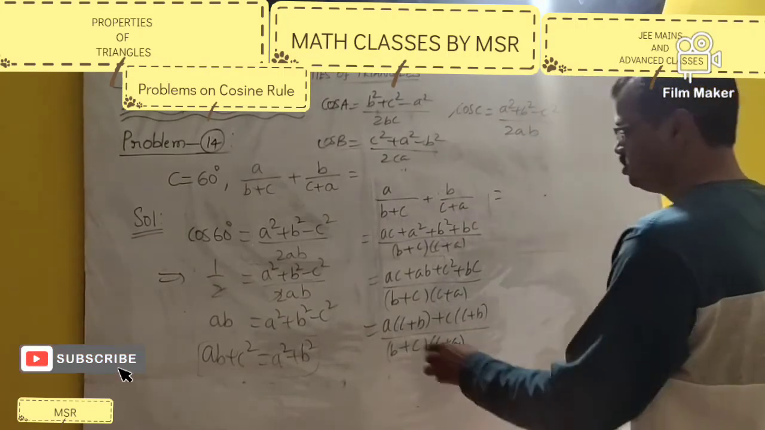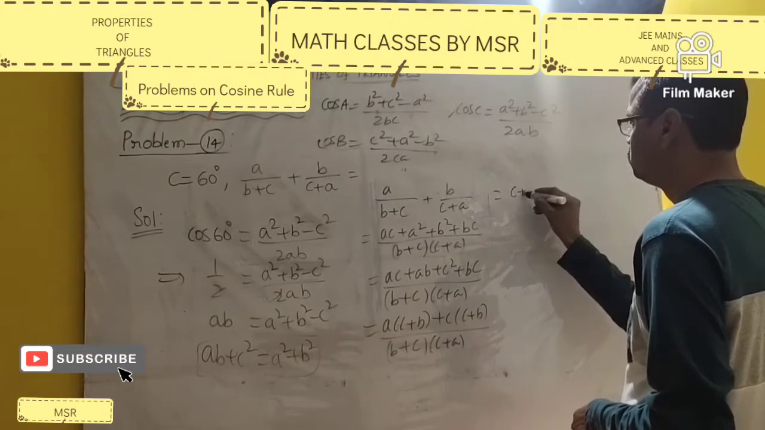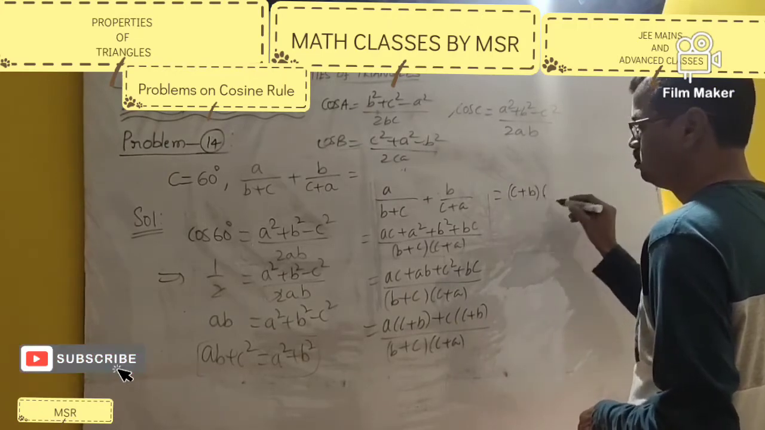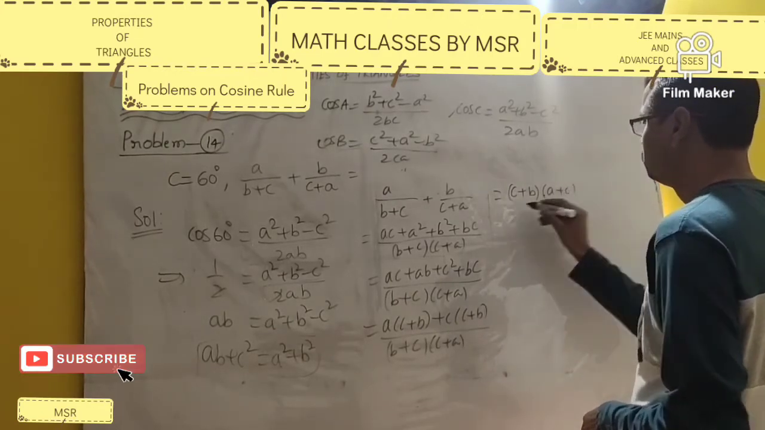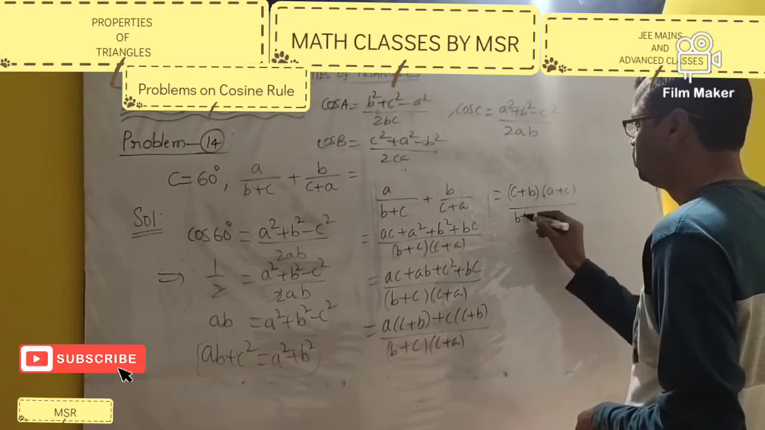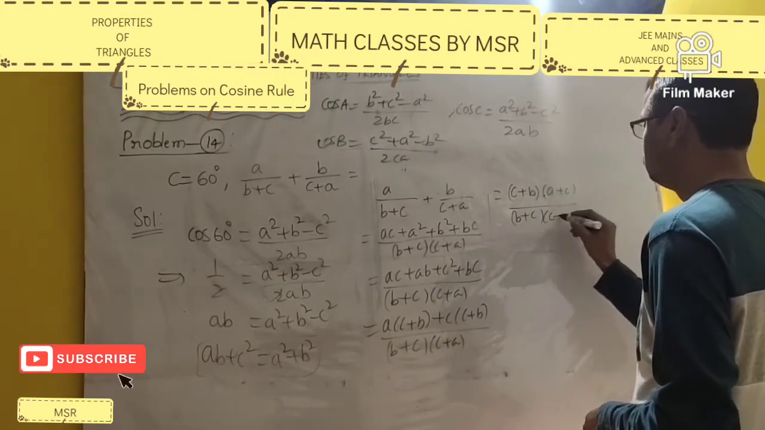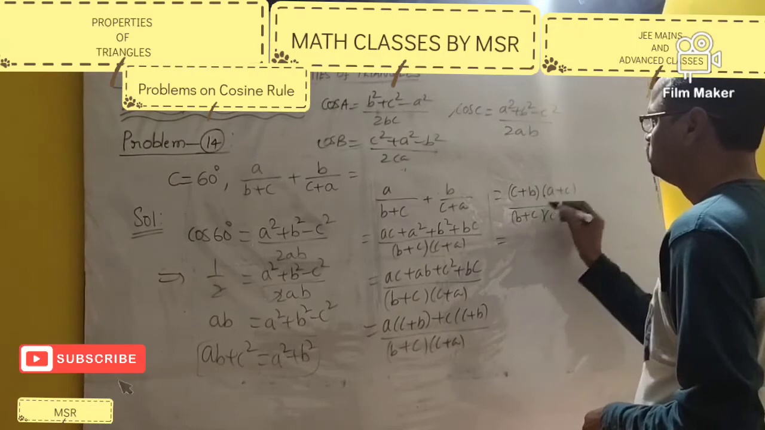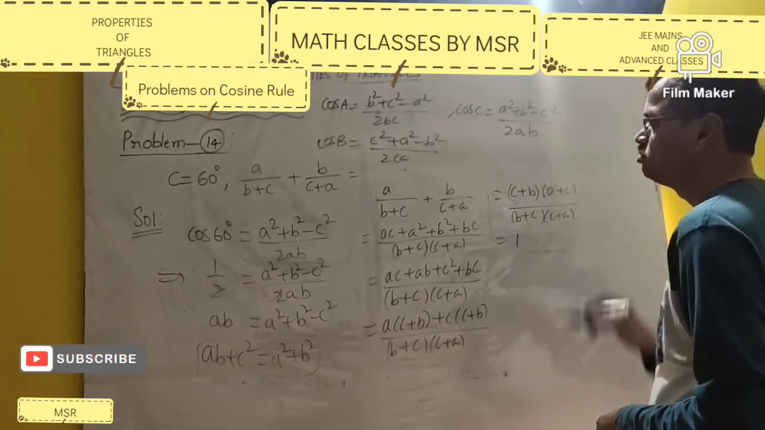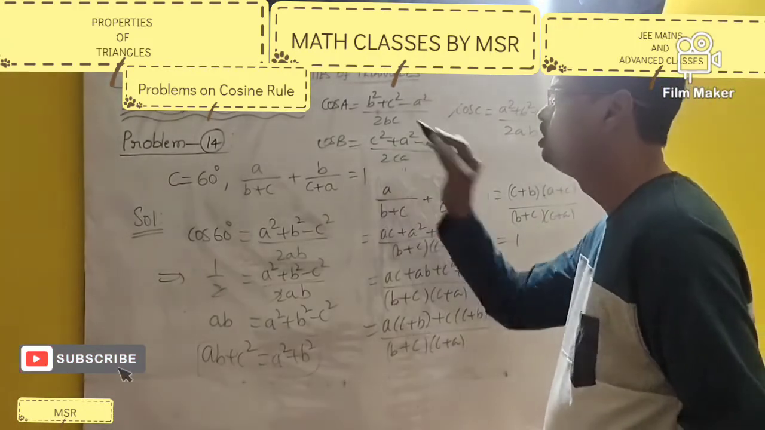Which is equal to, C plus B you can take common, C plus B into A plus C by B plus C into C plus A. So these two terms and these two terms will be cancelled, you get 1. So the value of this is equal to 1.